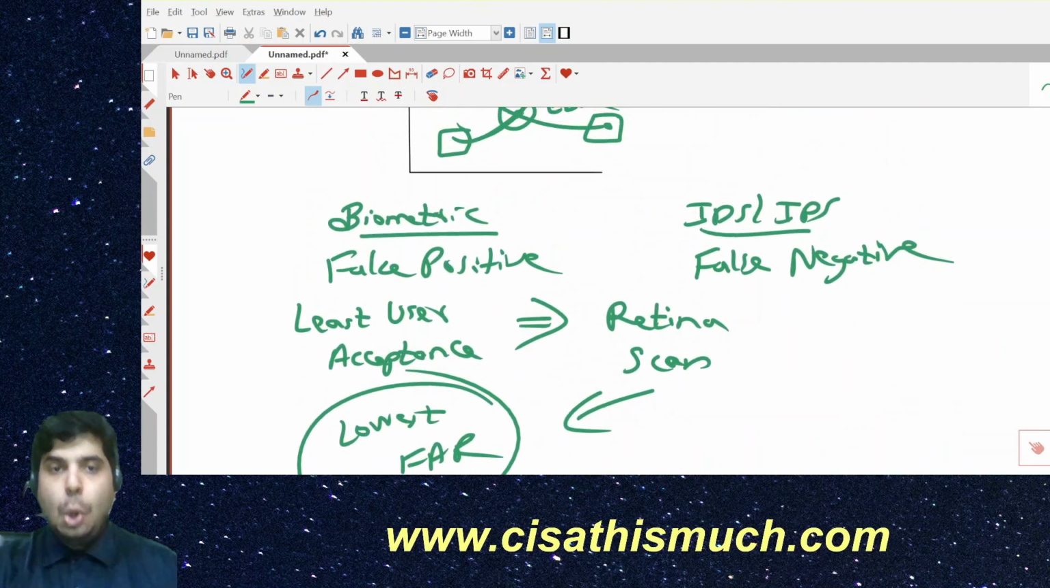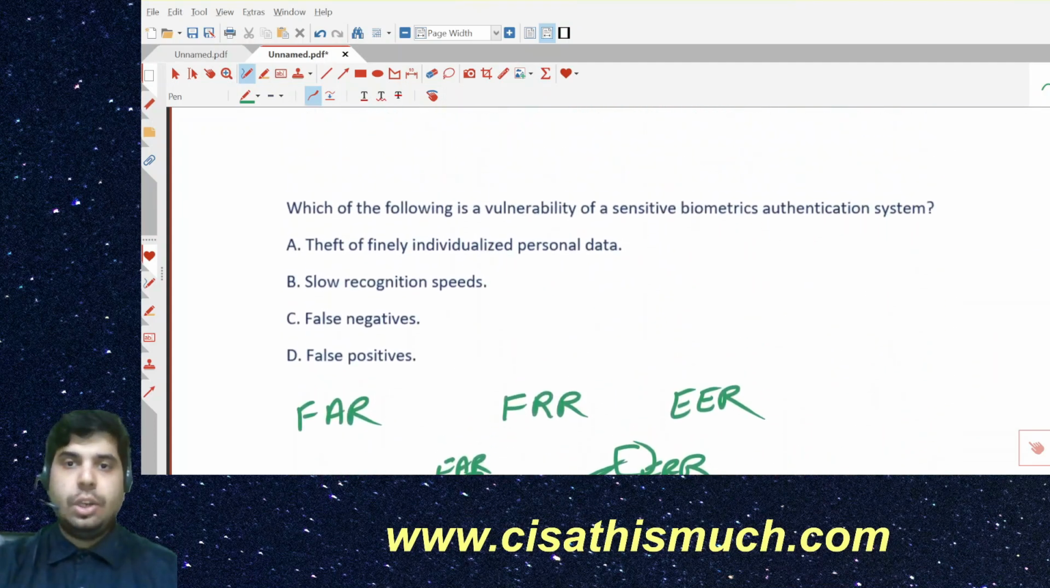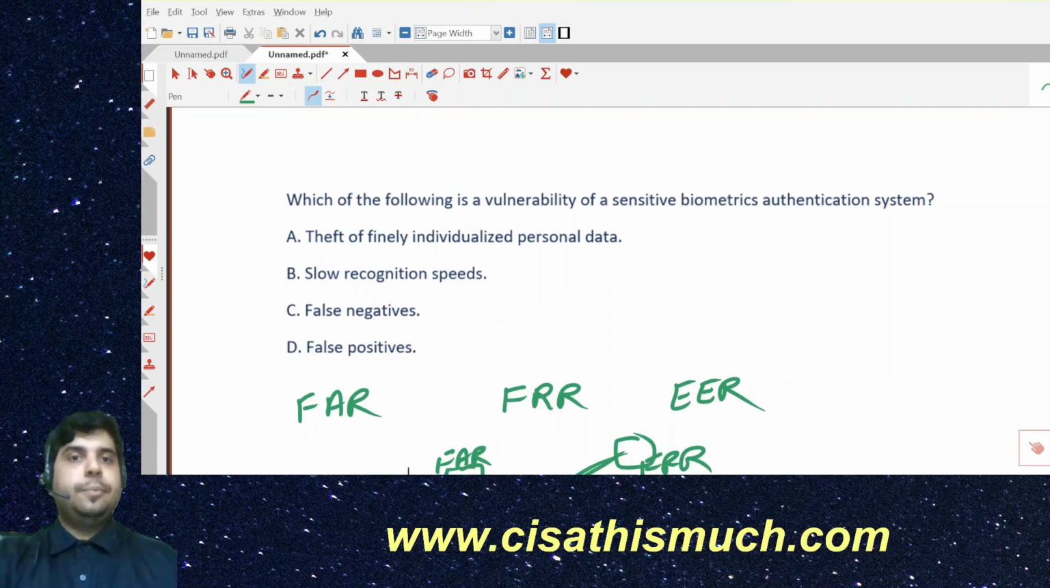Now let's look at this question, which is very unique. Which of the following is a vulnerability of a sensitive biometric authentication system? Option A, theft of finely individualized personal data. Option B, slow recognition speed. Option C, false negative. Option D, false positive.